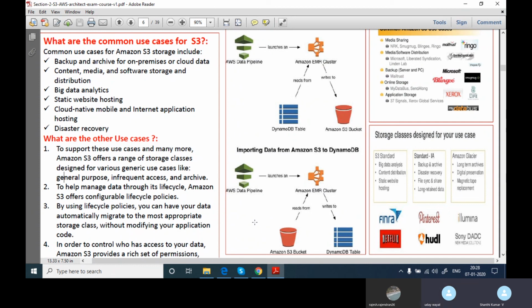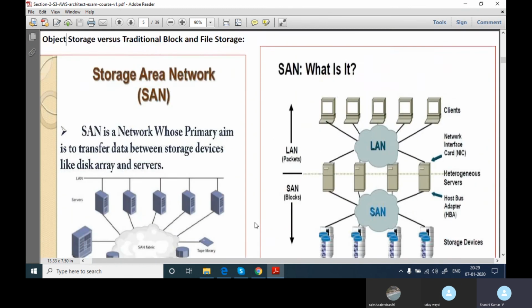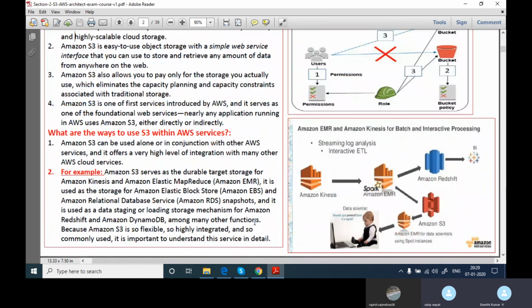What is the function of S3? In the beginning we discussed it: store any kind of data. Any kind of data means if you want it to work as a database, what are the DBs here? You have DynamoDB, Redshift, and MySQL, MS SQL. If you want to use S3 as a database, there should be a database server with MySQL or MS SQL or DynamoDB or Redshift or MongoDB or any kind of database.